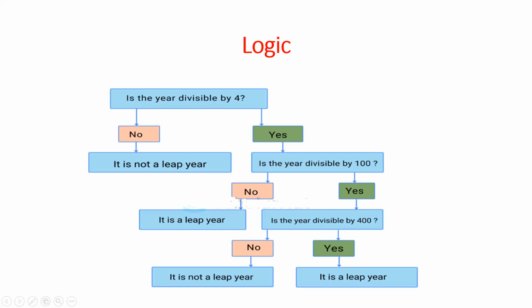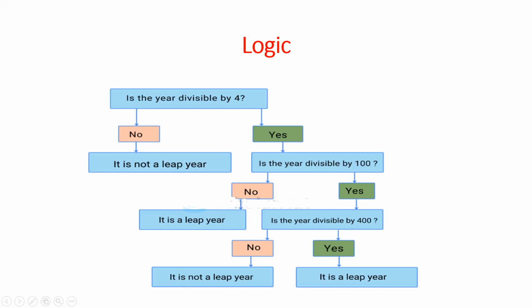We have to check if the year is divisible by 4. If the year divisible by 4 is false, that means the year is not a leap year. If the year is divisible by 4, then it is yes. Then we have to check whether the year is divisible by 100. If the year divisible by 100 is no, then it is a leap year. The year is divisible by 4 and the year divisible by 100 is false, then we can say the year is a leap year. For example, some centenary years like 1900 are not leap years, so this is covered in this logic.